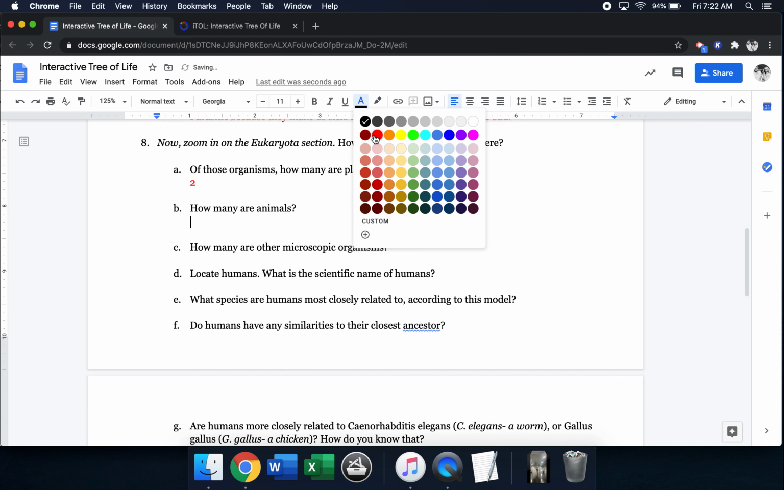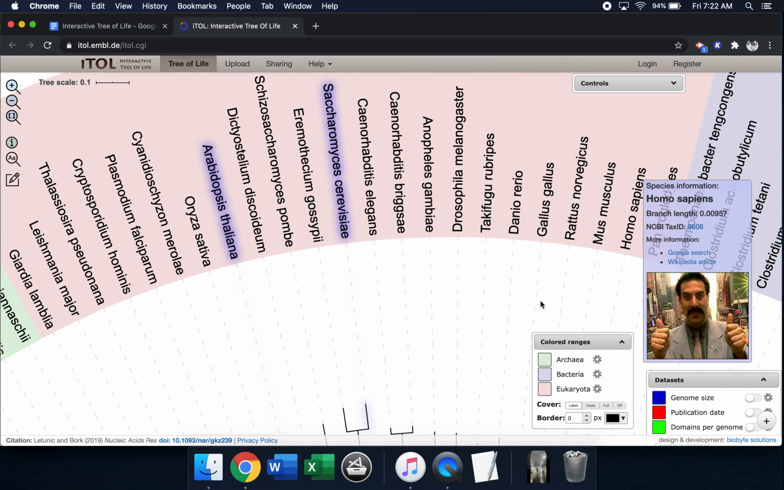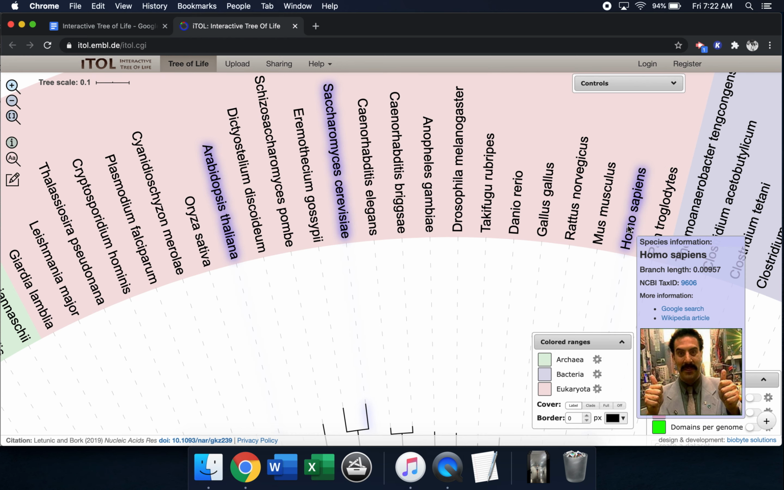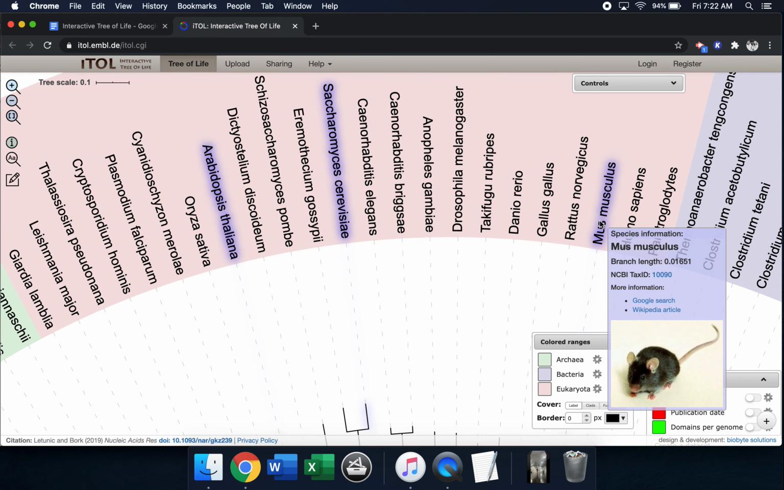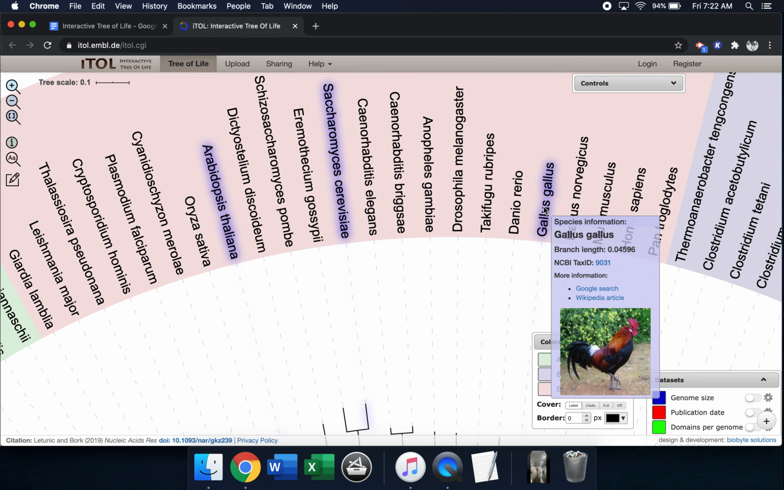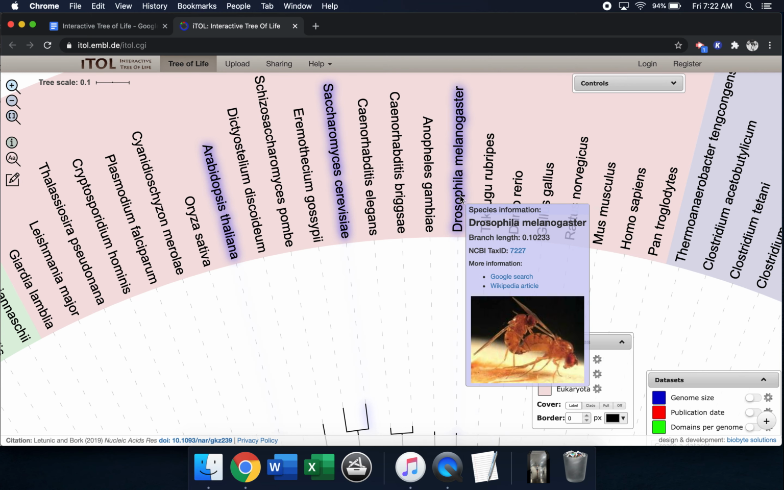And then it asked me how many are animals. Okay, so again, I told you that the animals are sort of in this section. So here we go. Pan troglodytes, that's a chimpanzee, that's 1. Humans, 2. Mouse, 3. Rat, 4. Chicken, 5. Fish, 6. Another fish, 7.